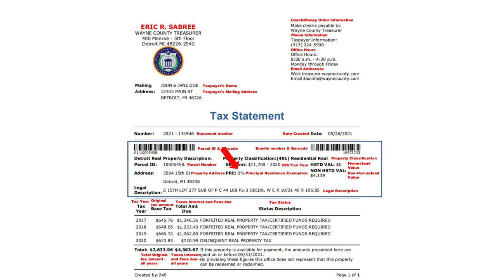PRE. This is the percentage of the principal residence exemption that the local assessor's office has deemed is owner-occupied. If you own and occupy the parcel, filed the exemption, and have been approved, the state law exempts you from paying school operating taxes.